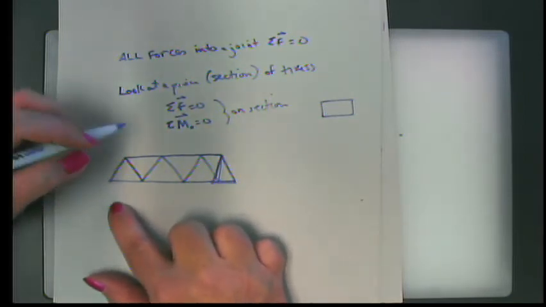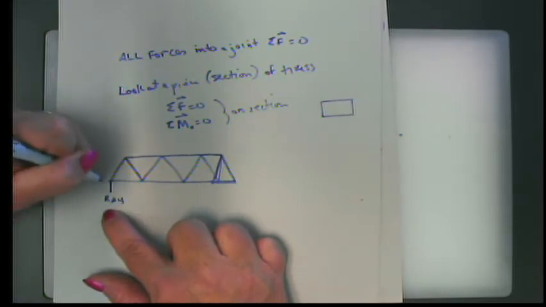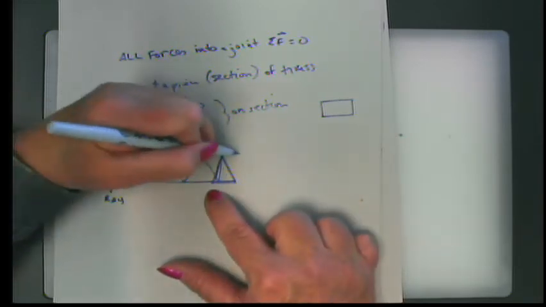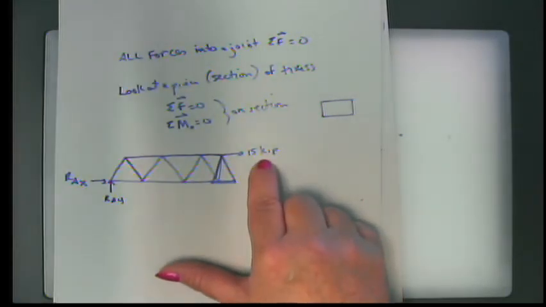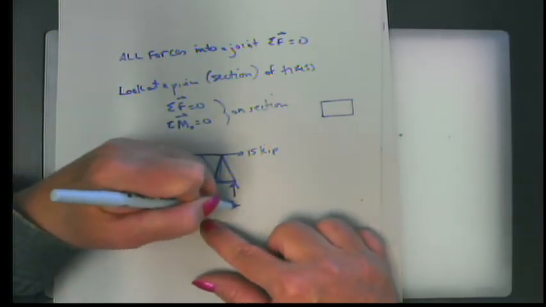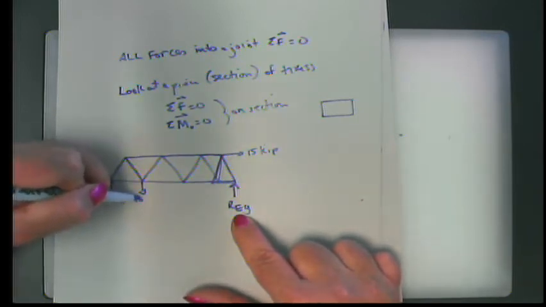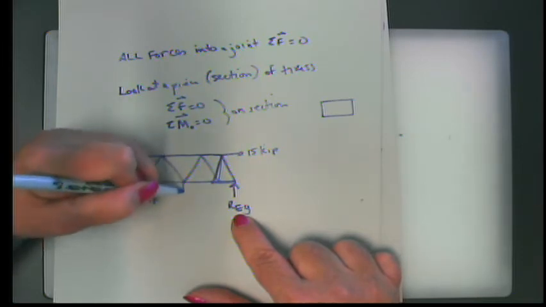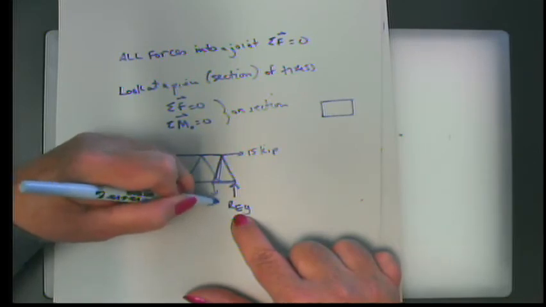Okay, so if we do an analysis, we know that we're going to have a reaction at A in the y direction, a reaction at A in the x direction. We're going to have this applied load of 15 kips, which is a positive x directional force. We see that E is a rolling support, so we can just have a reaction at E in the y direction. There is no possibility that we could have a reaction at E in the x direction because it's a rolling support. We then have a 10 kilopound force here at B and a 20 kilopound force here at C and a 30 kilopound force here at D.